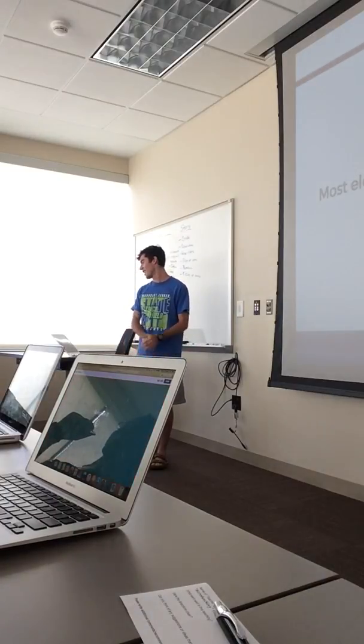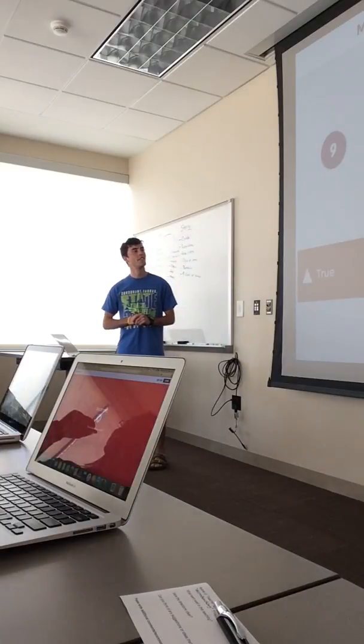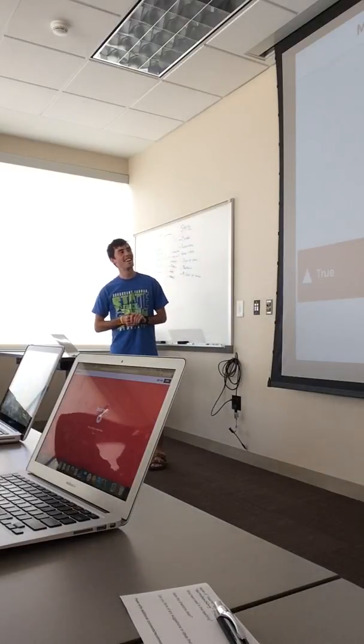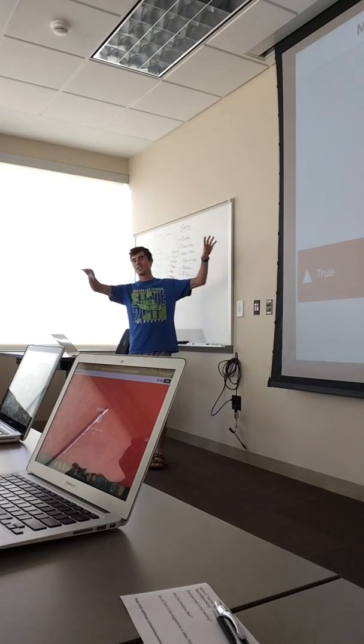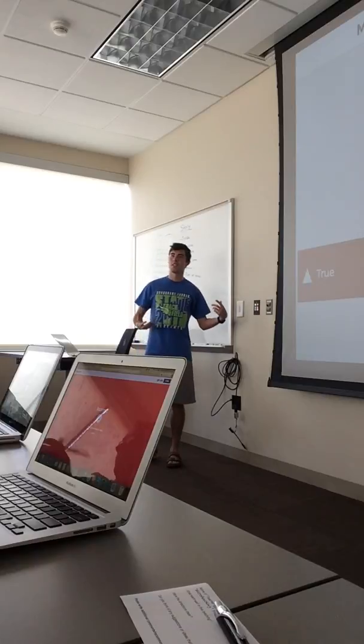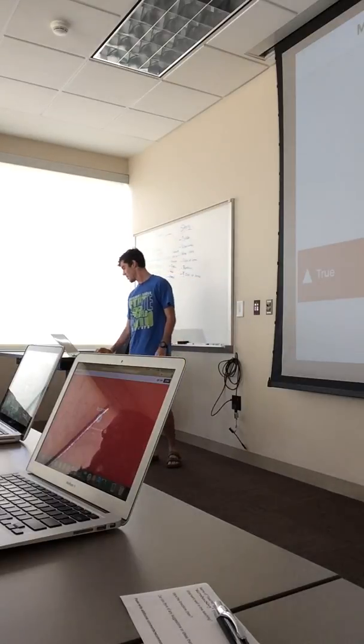Most elements in the periodic table are metals, true or false? It's true. You have that big chunk right in the middle, and you have the alkaline earth metals. That's an actual group. That's group 2. A lot of them are metals.